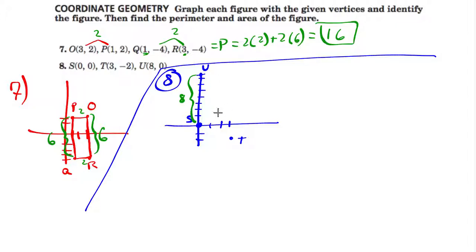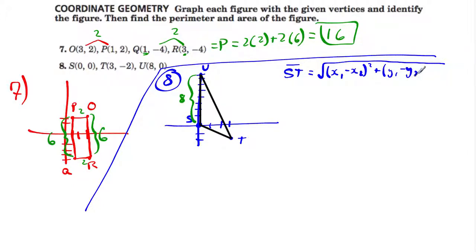However, if I think about these other sides here, these are not lines that I can just count across. So what I'm going to need to do is the distance formula. Yes, the distance formula is back, and we're going to use it. So the distance for, let's find ST, is going to be the square root of, remember, the change in the x's squared plus the change in the y's squared.